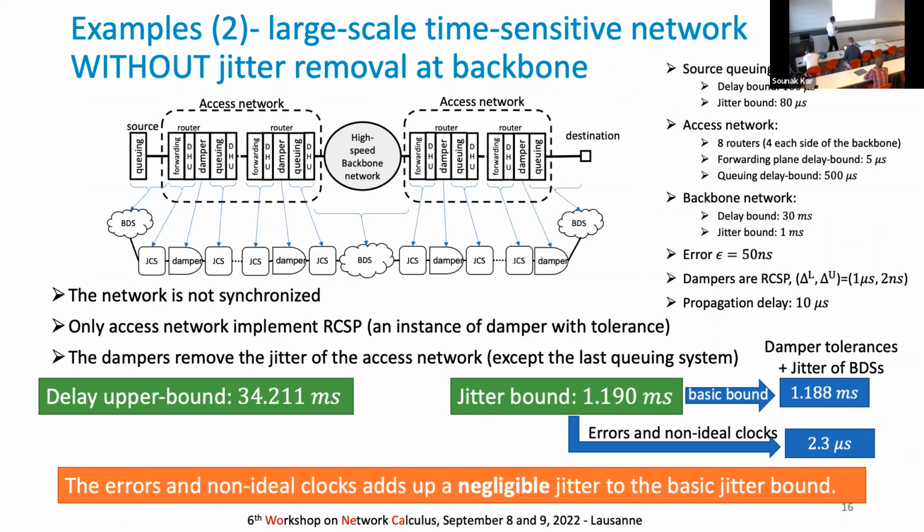In the case of a large-scale deterministic network, when we do not want to remove the jitter of a backbone, the access network here is implementing RCSP, an instance of damper with tolerance, and they remove the jitter of the access network. So here the delay bound is much larger, and the jitter bound is on the order of milliseconds. It's mainly dominated by the jitter of the backbone network. And the non-ideal clock does not really affect this jitter bound.